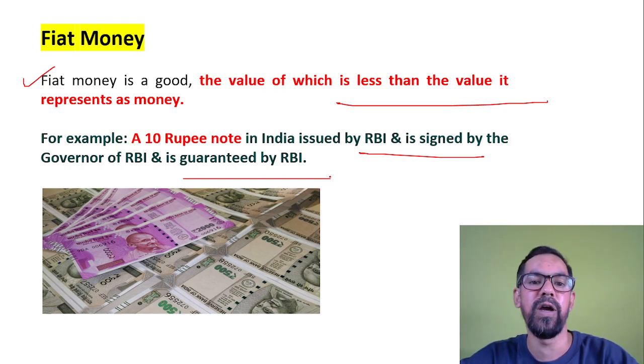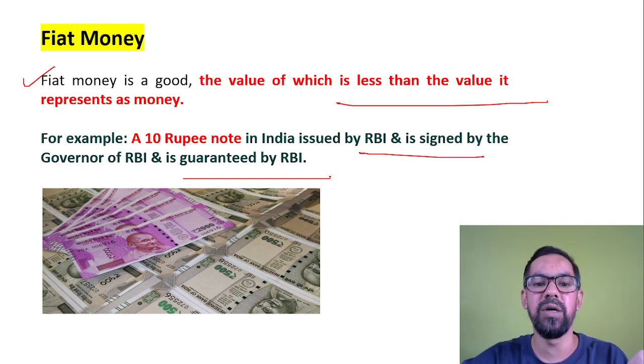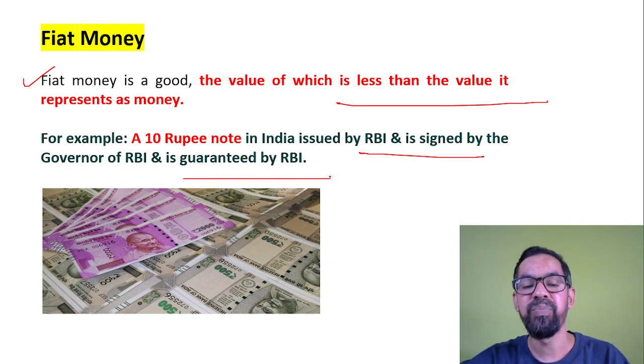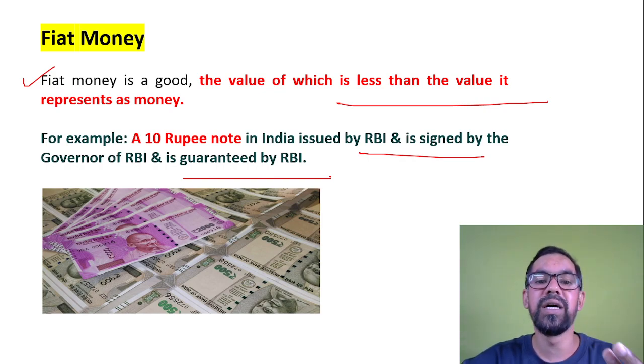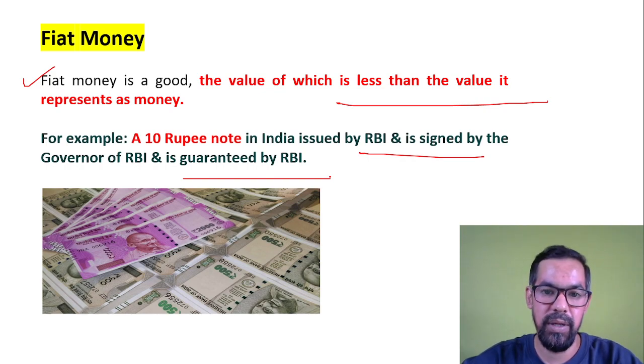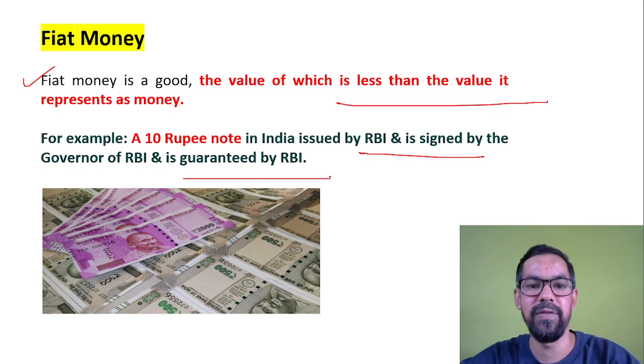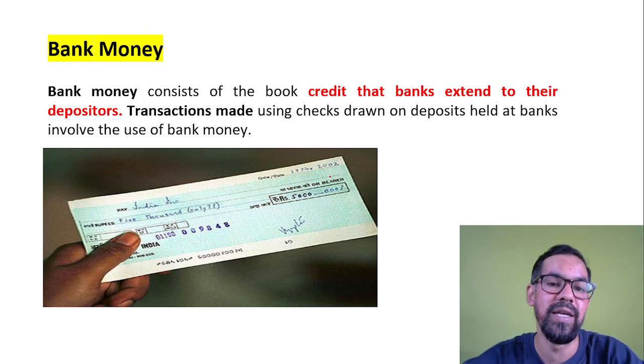And why are they called fiat money? Because their actual cost is very less, but they represent a high value, and they are generally approved by the legal authorities. Okay, so that's why they're generally known as fiat money, with high face value and very little intrinsic value.